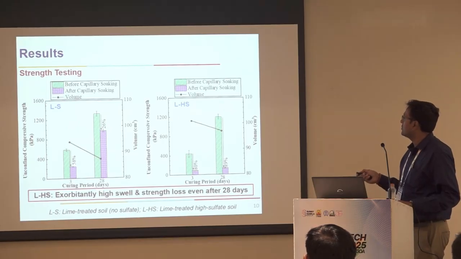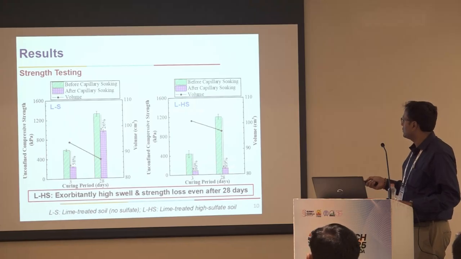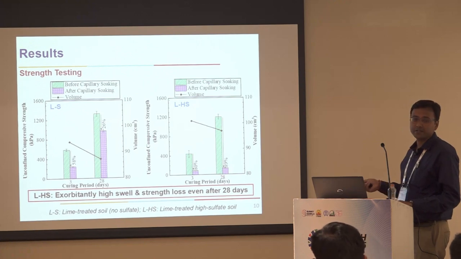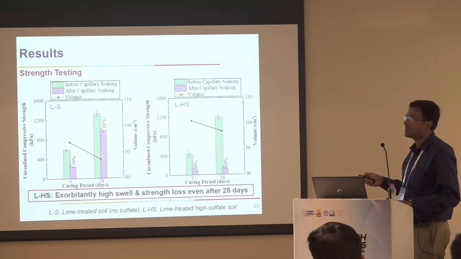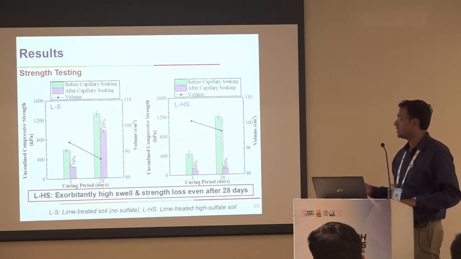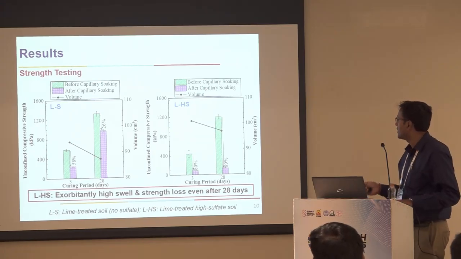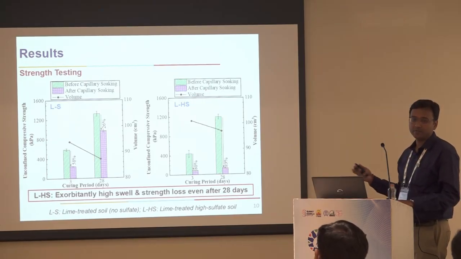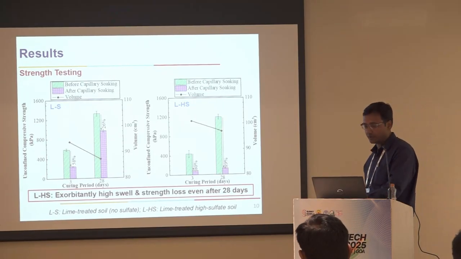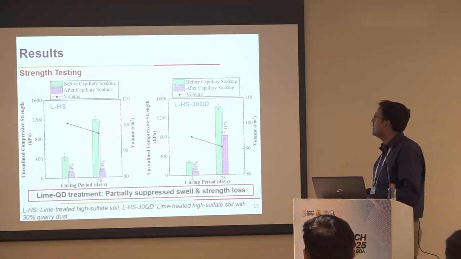Now if you look at the lime-treated high sulfate soil results, you will see a significant amount of strength loss, like 89% strength loss even after 28 days of curing. And if you compare the volume of the specimen after soaking with the no sulfate soil, for the high sulfate soil you will see there is a significant amount of swelling. The volume of the specimen is pretty high. So this result actually shows the problem of treating high sulfate soil with lime. Some kind of expansive mineral is forming inside.